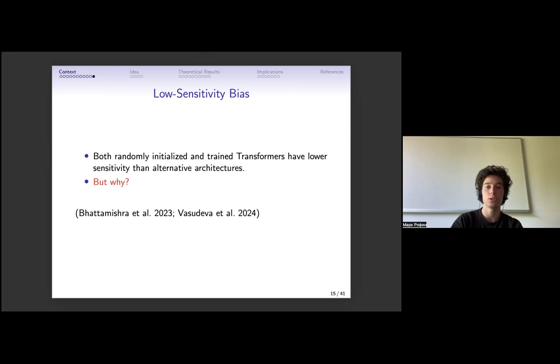And that's indeed true because of this known, again, low sensitivity bias. Low sensitivity bias is the fact that if you randomly initialize a transformer, then it will represent a low sensitivity function with high probability. And this is not the same for RNNs, for example. If you randomly initialize an RNN, its sensitivity will be on average higher than the sensitivity of a transformer. And also, if a transformer is trained for some task, it will also represent on average a lower sensitivity function. So this is the low sensitivity bias, which is known empirically and described in several papers, but there was no theoretical explanation why it arises. And understanding this theoretical explanation is the objective of the paper.